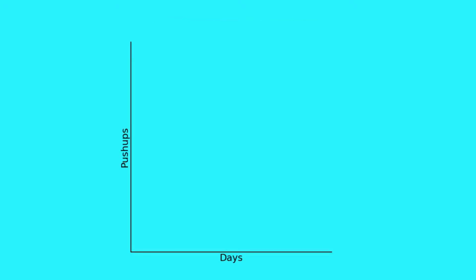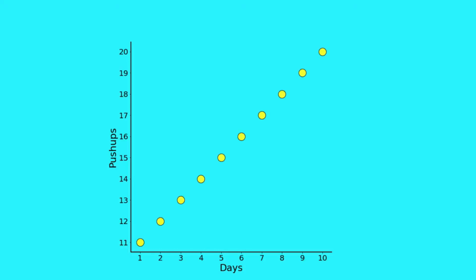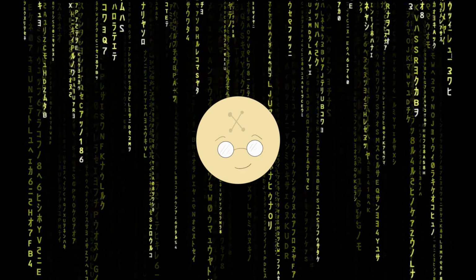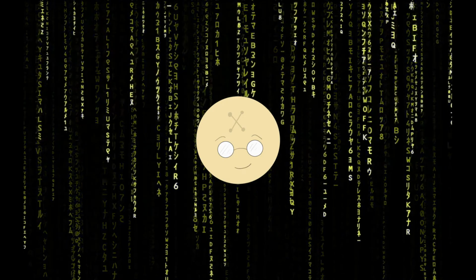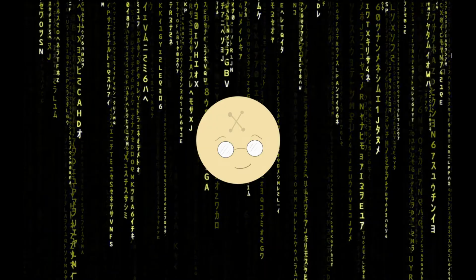Now, if we look at the graph of the number of days versus the number of push-ups you could do, it would look something like this. A perfectly straight line. But this is not very realistic, is it? Real-life data is much more complicated than this. Here is probably how this would play out in the real world.